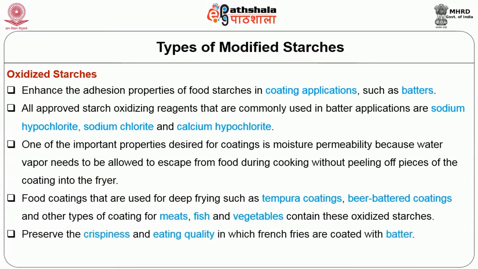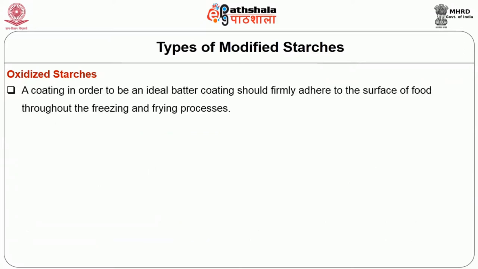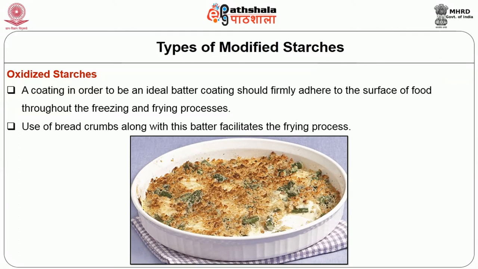To preserve the crispiness and the eating quality, French fries are often coated with a batter. A coating, in order to be an ideal batter coating, should firmly adhere to the surface of the food throughout the freezing and frying processes. Use of bread crumbs along with this batter facilitates the frying process.